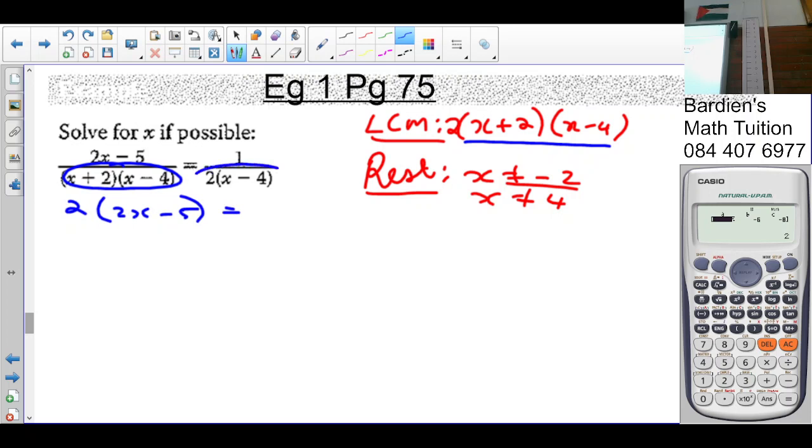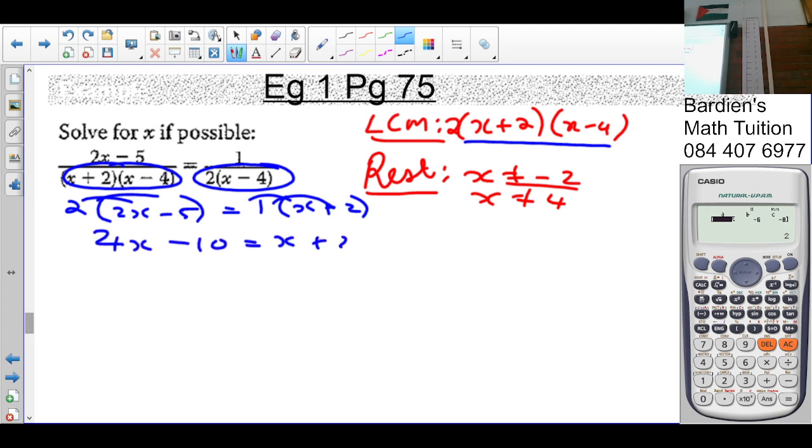What must this denominator be multiplied by to get the LCM? X plus 2. To solve it, you get 4x minus 10 equals x plus 2, so 3x is equal to 12, x equal to, same thing. But remember, x can't be 4, so no solution.